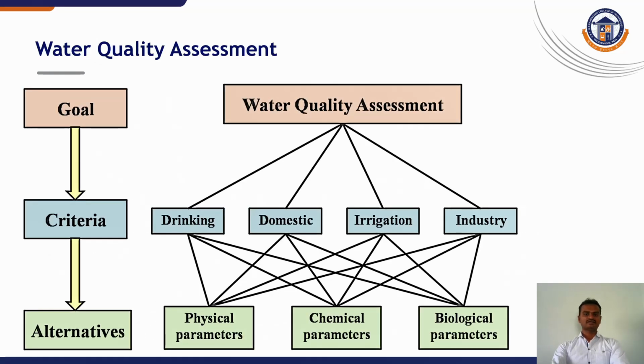Next, water quality assessment. In practice, water quality is assessed by collecting samples and measuring all relevant parameters using standardized methods. This helps in identifying the contamination source and determining the treatment needed before water can be supplied for different purposes like drinking, domestic, irrigation, or any particular industrial usages.